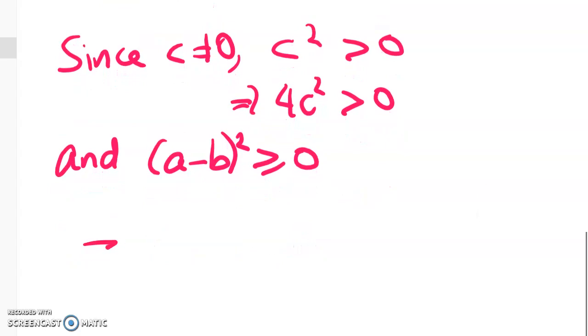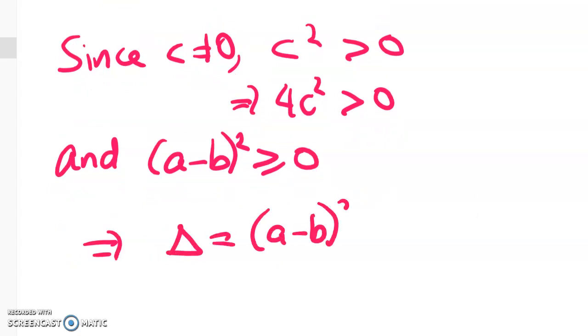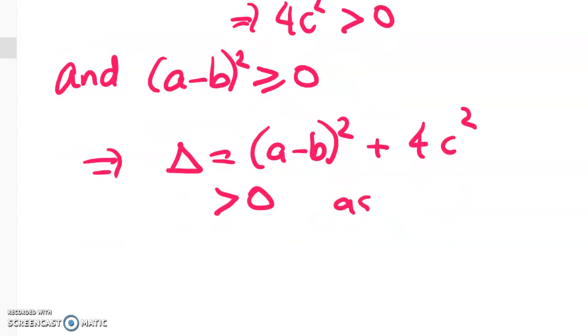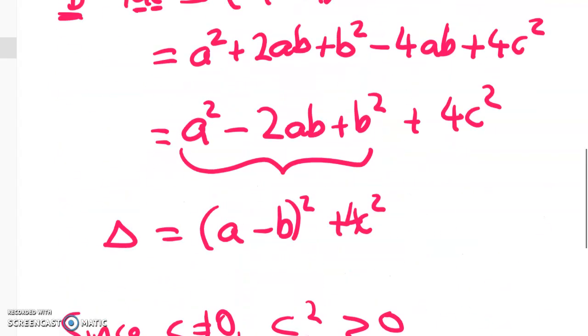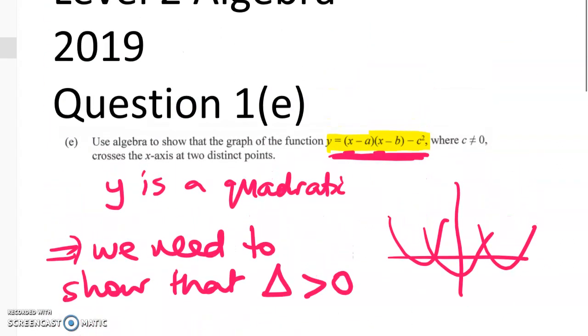So what does that mean? Well, that means that the discriminant, which is this, must be strictly greater than 0, and that's what we needed to show. So there you go. I think that question is much more seeable than the one I videoed before, which was 2e. Okay, so it's basically an application of what you know about the discriminant.